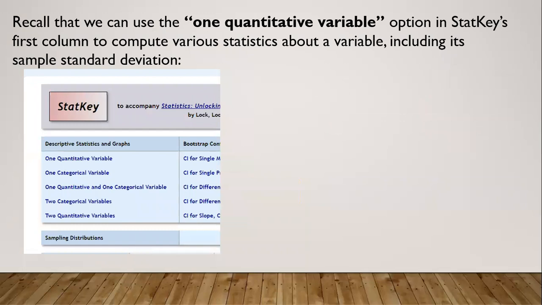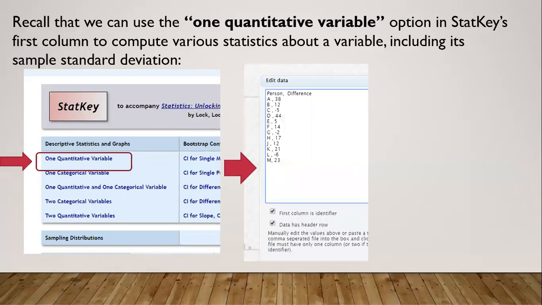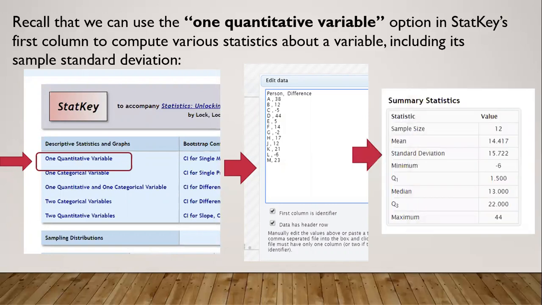Well, recall that we can use the one quantitative variable option in StatKey's first column to compute various statistics about a variable, including its sample standard deviation. So if we go to StatKey and choose one quantitative variable, I can enter a data set. And here you can see we put in our 12 individuals, A through M, and the size of their differences, 38, 12, -5, 44, and so on. Having put that data in, once we hit enter, StatKey will be quick to run an analysis of that data set. You can see here it's showing various summary statistics.